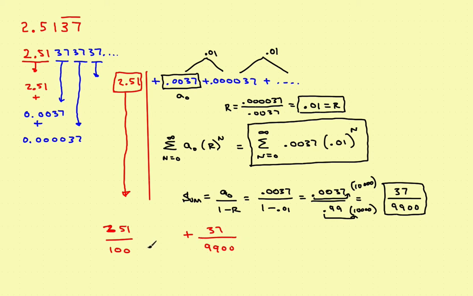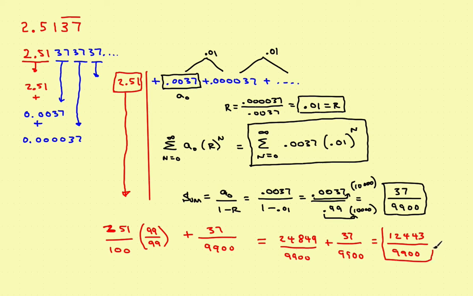Now, this one's over 9,900, this one's over 100, so to put these together, you got to get them over a common denominator. So I'll multiply this one by 99 over 99, just to get them over a common denominator. And when you multiply that, this will turn out to be 24,849 over 9,900 plus this 37. So 37 over 9,900. And then finally add those together, and you would get 12,443 over 9,900. And that's going to be the entire decimal expressed as a fraction.